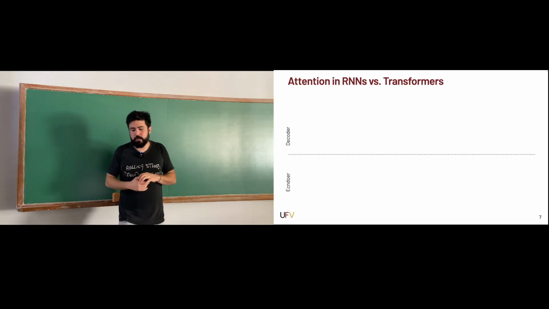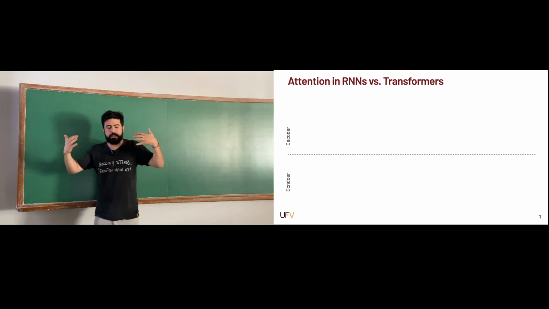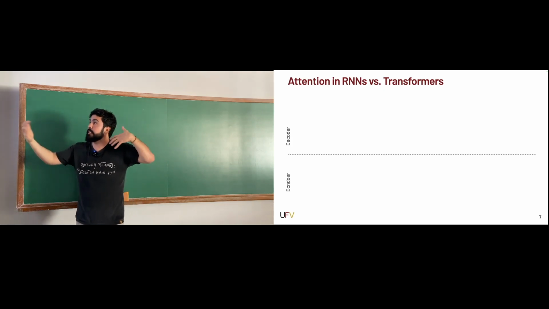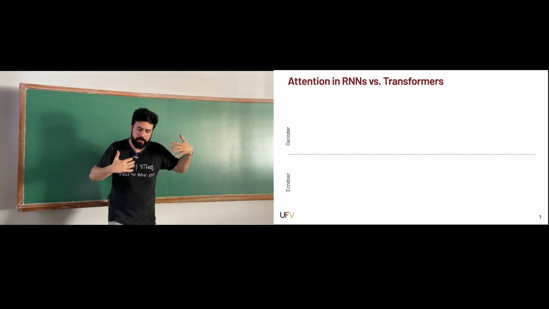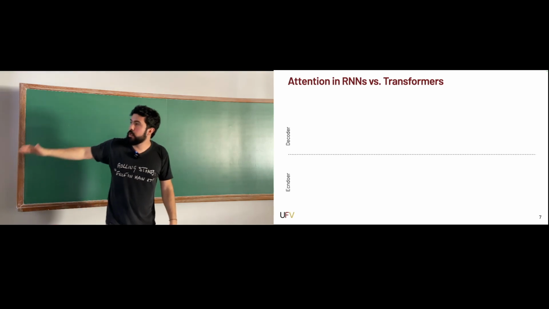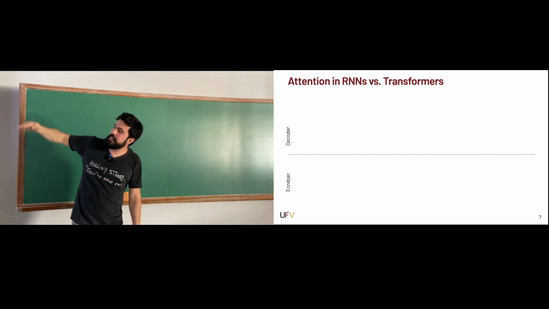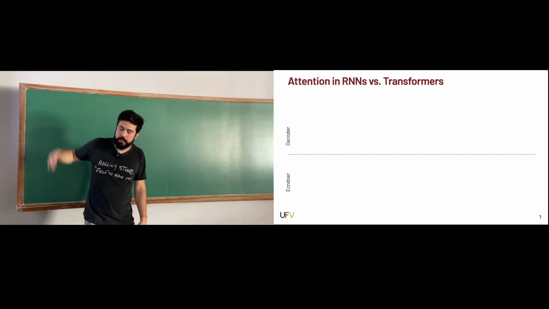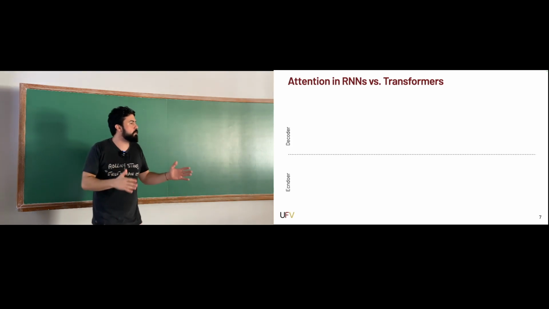Okay, so I want to start by showing the high-level contrast between RNNs and transformers, particularly for attention. Here you see a line dividing the encoder at the bottom and the decoder at the top. So both models have encoders and decoders.